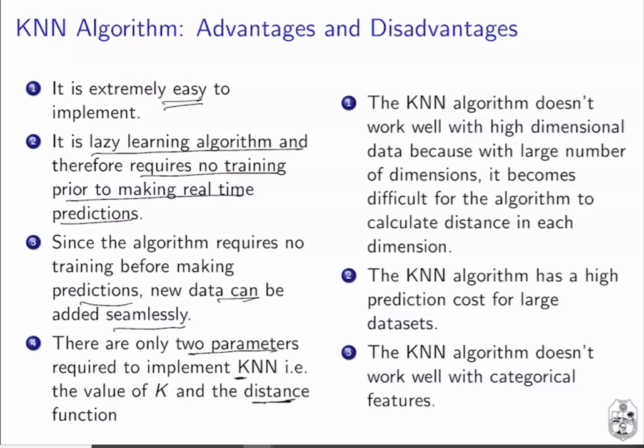The disadvantages of the k nearest algorithm read like this. The k nearest algorithm does not work well when a high dimensional data set is available, because with a large number of dimensions, it becomes difficult for the algorithm to calculate the distance. The KNN algorithm has a high prediction cost for a large data set, and the KNN algorithm does not work on categorical data. So if you have categorical data, then it is not possible to use the KNN algorithm.